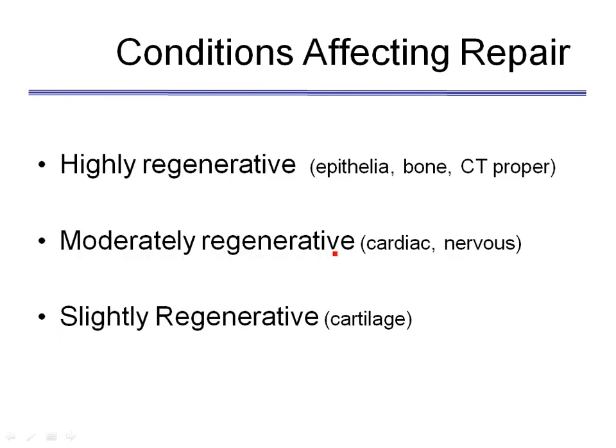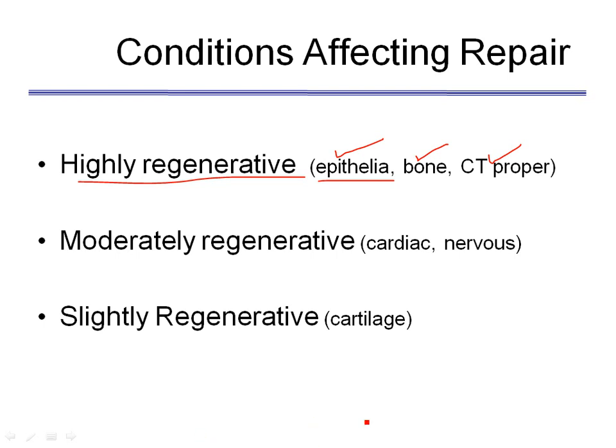So there are some conditions that affect the ability of any of these 4 tissues to repair. Some of them are highly regenerative, like epithelial tissue. Bone is highly regenerative. You know, you break a bone, and as long as it's set, it's healed in 6 weeks or so. Connective tissue proper, highly regenerative. These tissues all have a matrix that's not dense at all, or no matrix at all in the case of epithelia. And they either have a rich blood supply or access to a rich blood supply. Also, the cells have the ability to conduct mitosis.